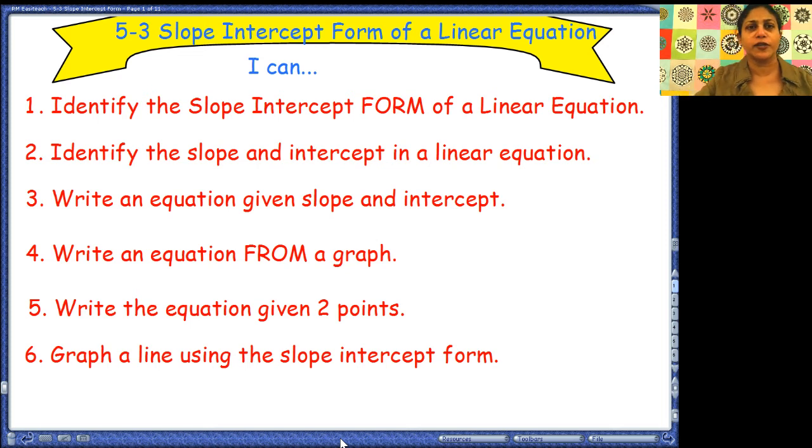Everybody. Today we're going to do the slope-intercept form of a linear equation. We have many objectives, but they're all very simple. Just make sure you follow along and you pause and practice the problems as I go through this.